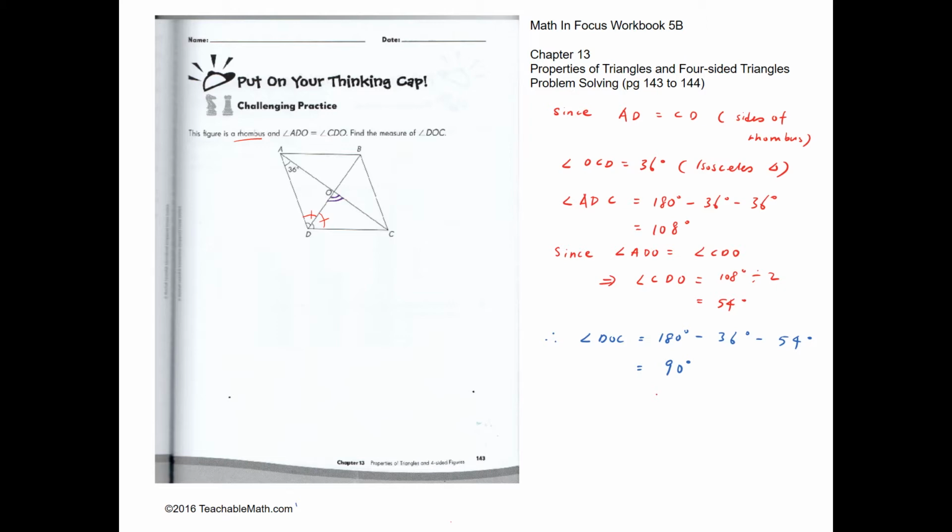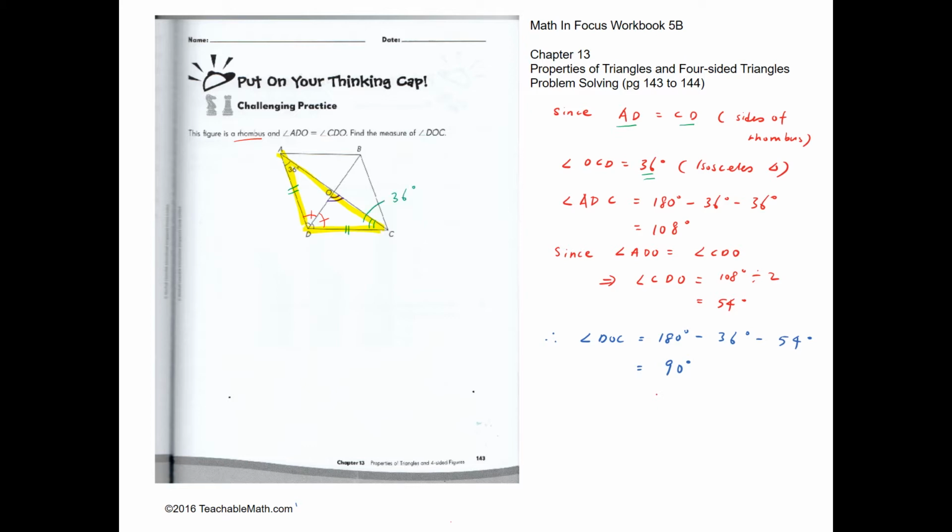So first, we need to understand that these two dimensions are the same. And since AD is equal to CD, this angle here has to be equal to 36. Why? Because it is an isosceles triangle. Where is the isosceles triangle? This is the isosceles triangle. Since AD is the same as CD, therefore this angle here has to be 36 degrees.